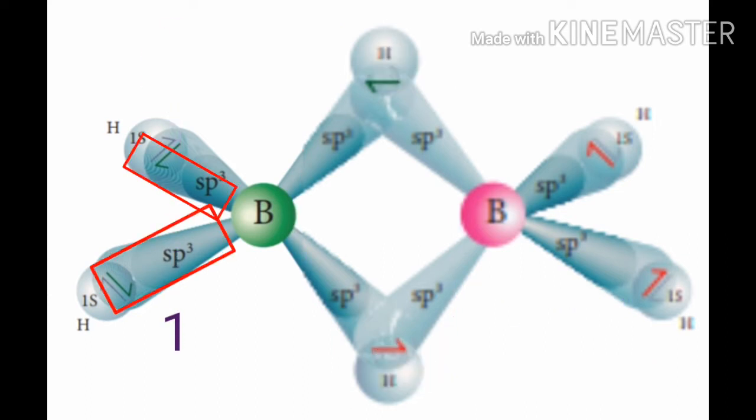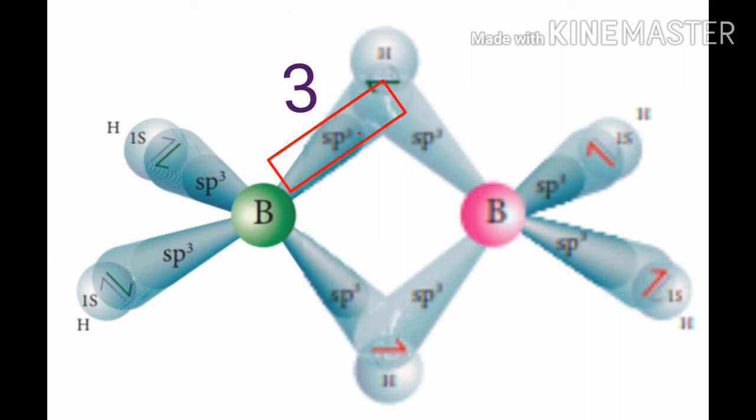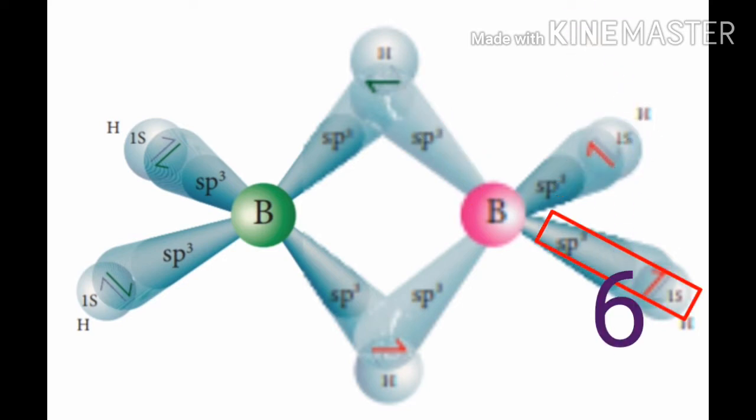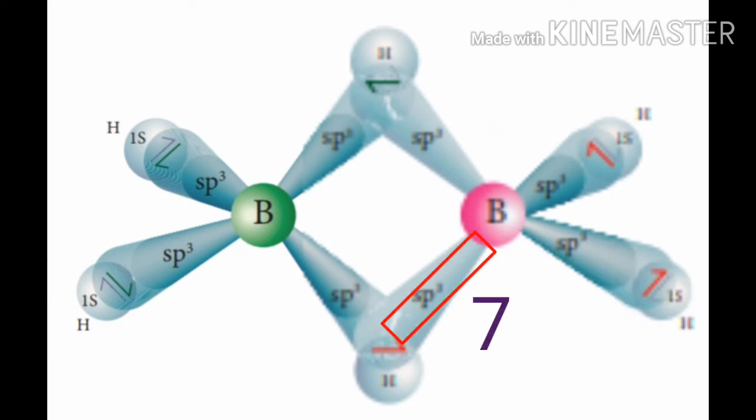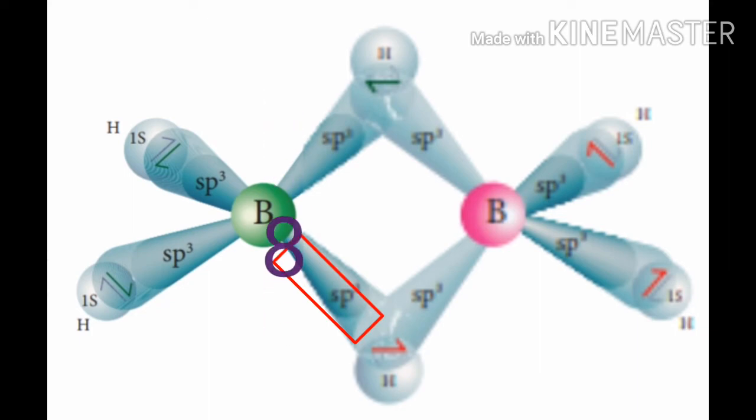Okay, so we are getting 8 BH bonds. This is the third boron hydrogen bond. This is the fourth boron hydrogen bond. This is the fifth one. This is the sixth boron hydrogen bond. And this is the seventh boron hydrogen bond. And this is the last boron hydrogen bond.